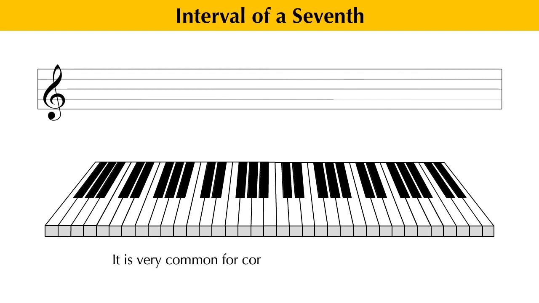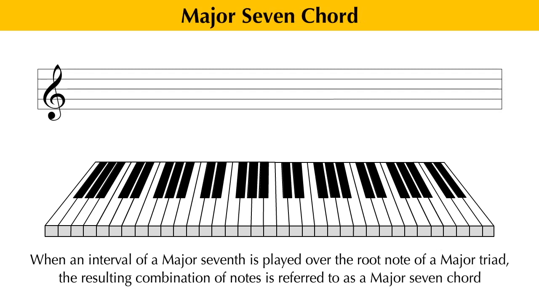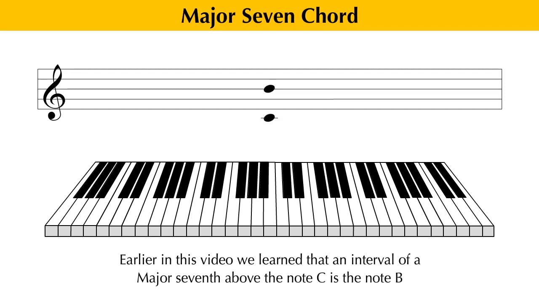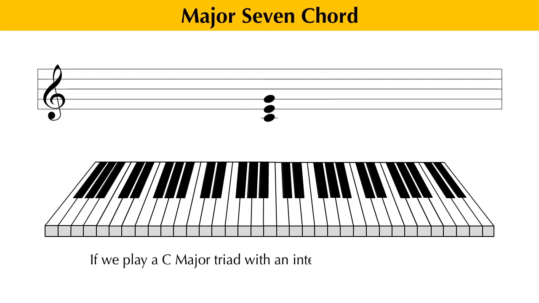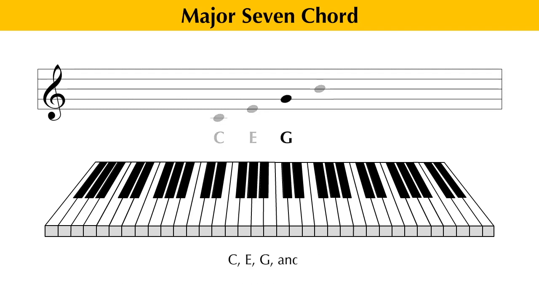It is very common for composers to add an interval of a seventh above the root note of a triad. For example, when an interval of a major seventh is played over the root note of a major triad, the resulting combination of notes is referred to as a major seventh chord. Earlier in this video, we learned that an interval of a major seventh above the note C is the note B. If we play a C major triad with an interval of a major seventh above the note C, the resulting combination of notes, C, E, G, and B, is called a C major 7 chord.